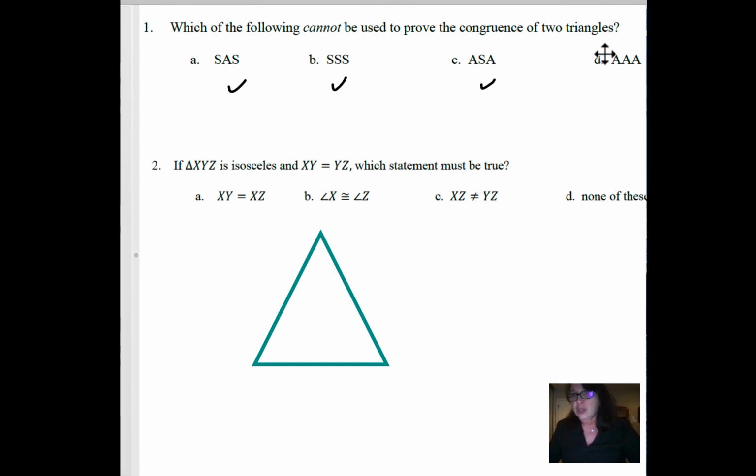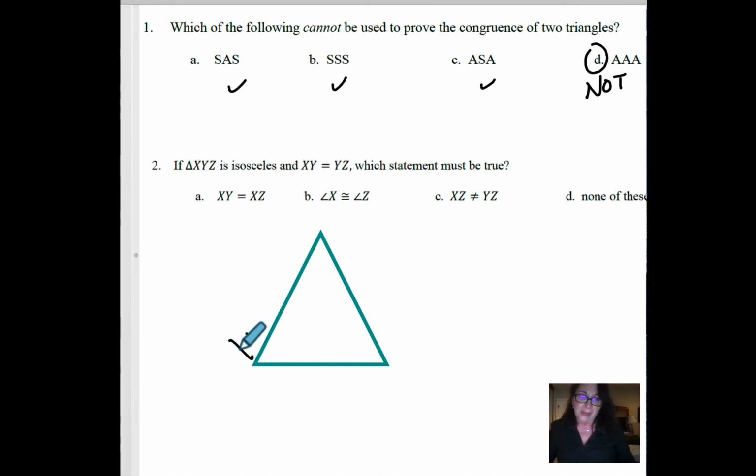This one definitely you would not use, and the reason why you would not use angle, angle, angle is because in order to prove two triangles congruent, you need at least one side. And here we have three angles. With two angles, you automatically have the third angle, which is used to prove that the two triangles are similar but not congruent.